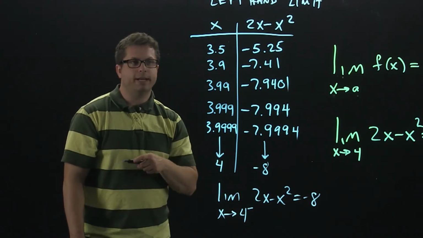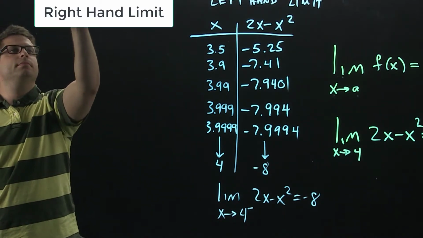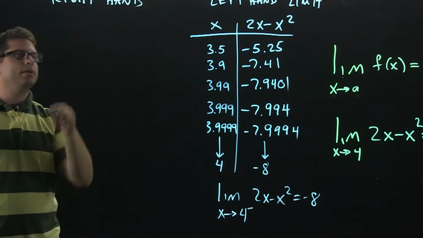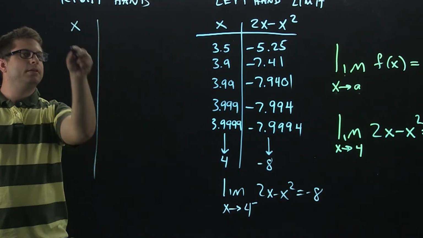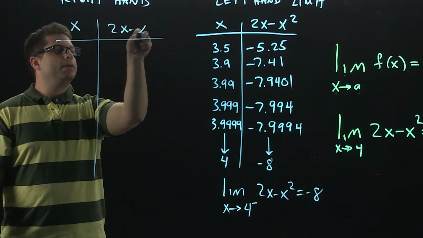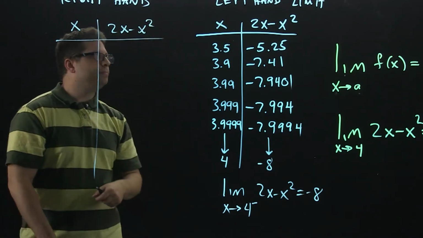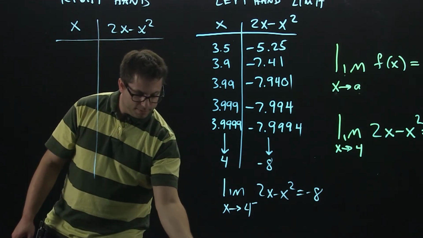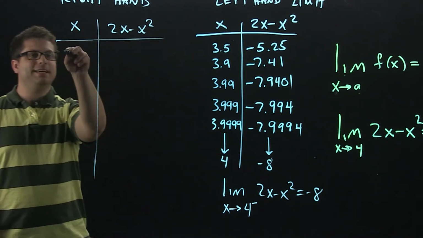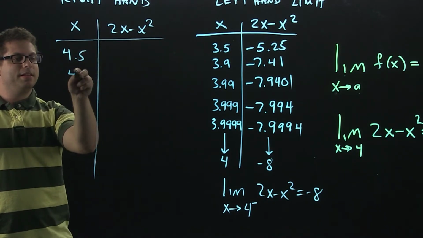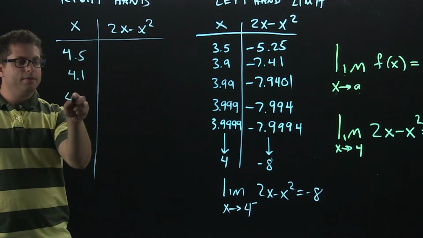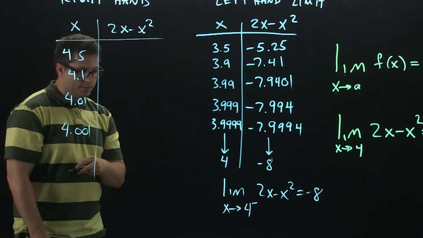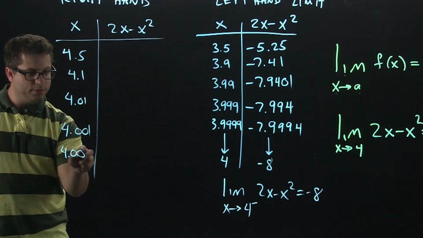So we can go ahead and do the right-hand limit. All right, so the table will be set up exactly the same way, but selecting x values from the right-hand side of 4. I wrote them down ahead of time. I chose 4.5, 4.1, 4.01, 4.001, and one more, 4.0001.